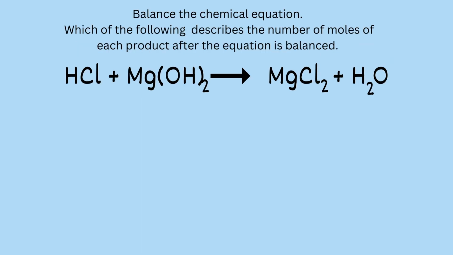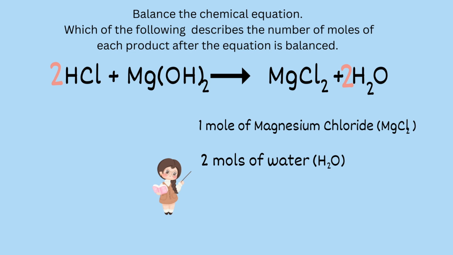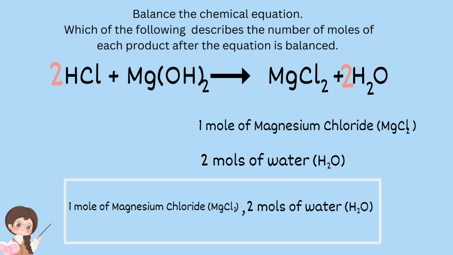This last practice problem I'm leaving you with is from the official ATI T7 practice questions. It says, balance out the chemical equation. Which of the following best describes the number of moles of each product after the equation is balanced? So if we balance this out and look at the product side, also make sure you're looking at the product side. Don't accidentally select the answer that describes the reactant side, okay? So looking at the product side, we see we have 1 mole of magnesium chloride and 2 moles of water. So the correct answer ATI gave was written out like this.